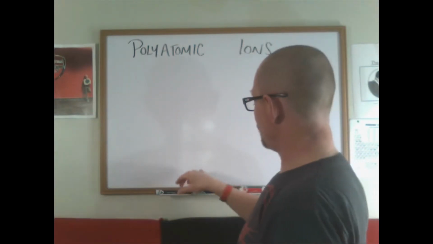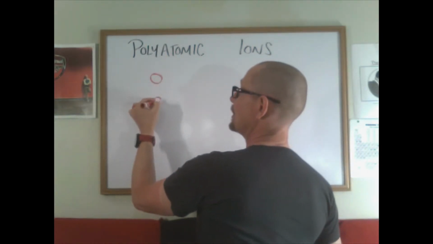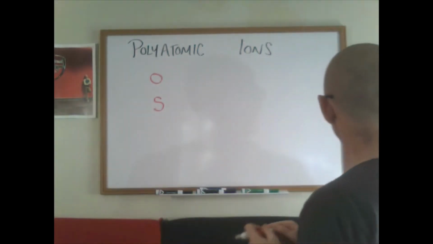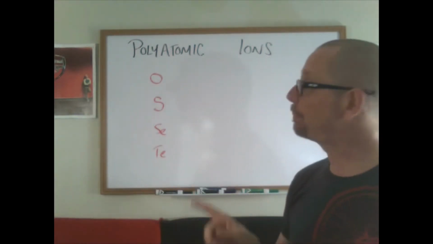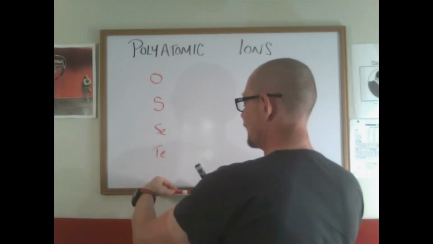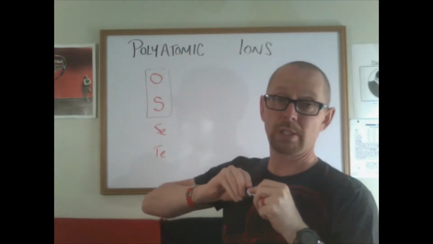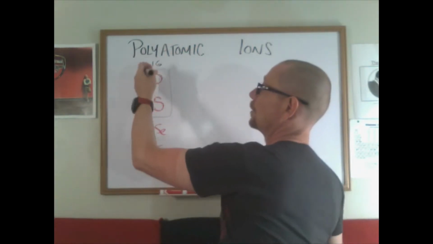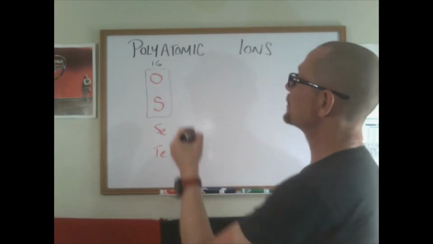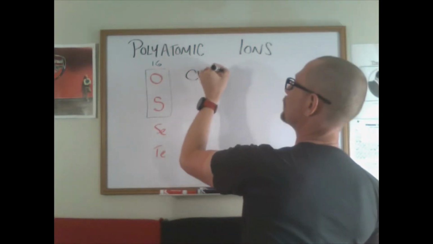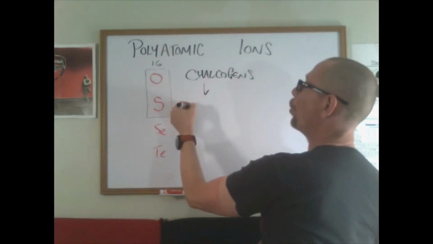So the group that contains oxygen, and then underneath it sulfur, very important, and then going on to selenium and tellurium. It's these guys that effectively give us our group name. So group 16: oxygen, sulfur, selenium, tellurium. These guys are known as the chalcogens, and chalcogens means ore forming.